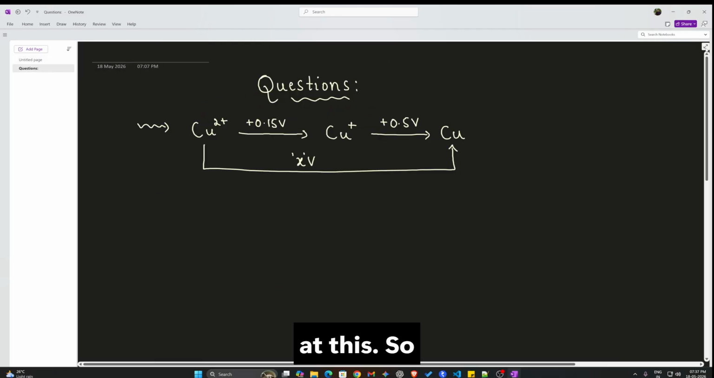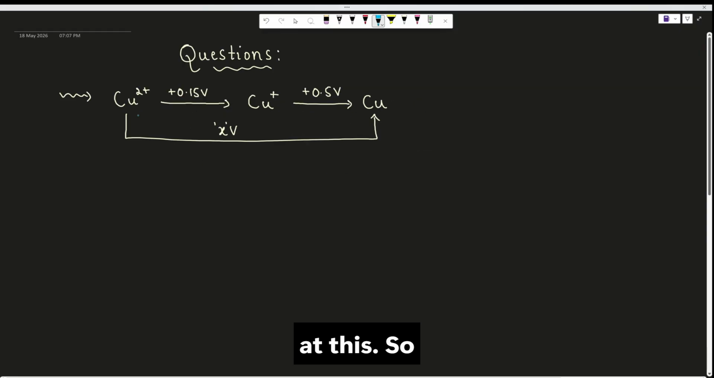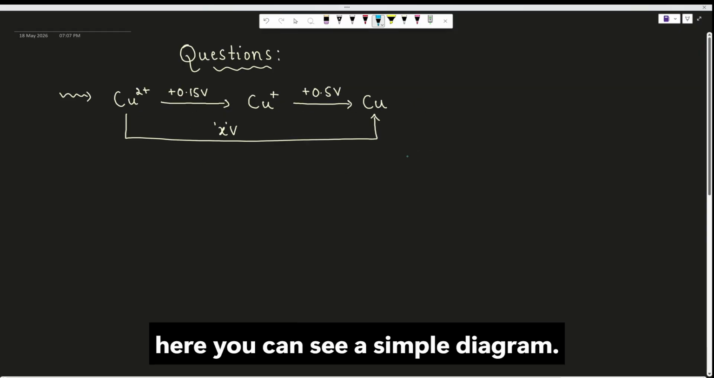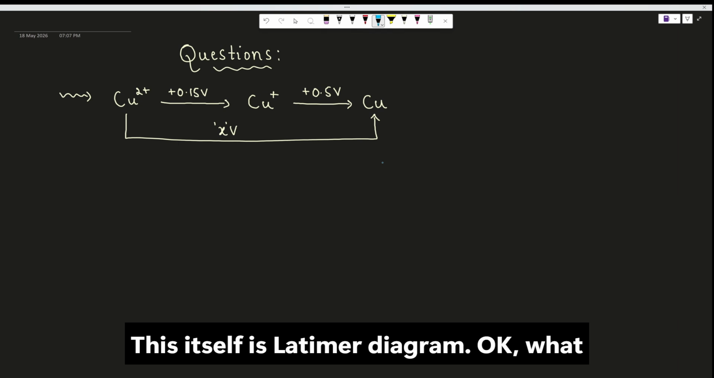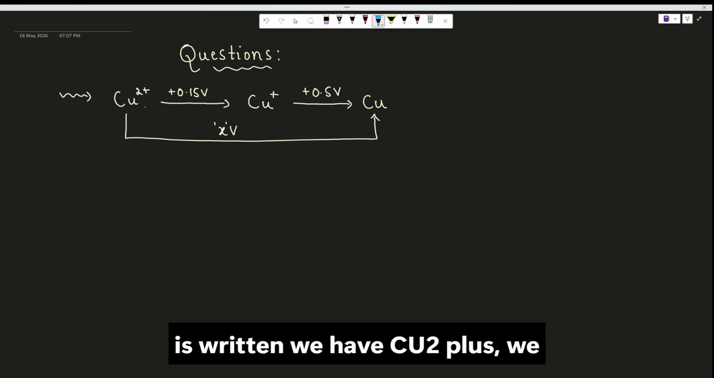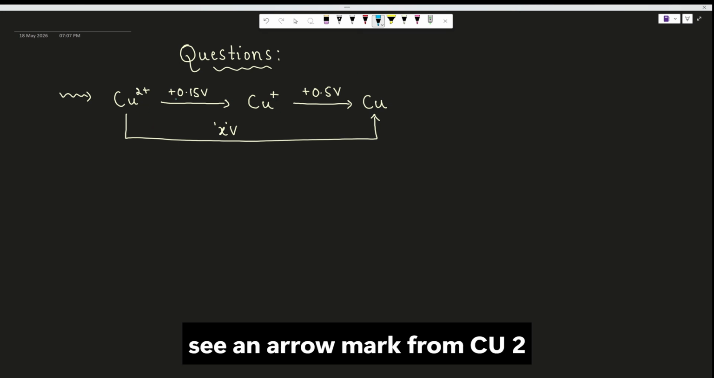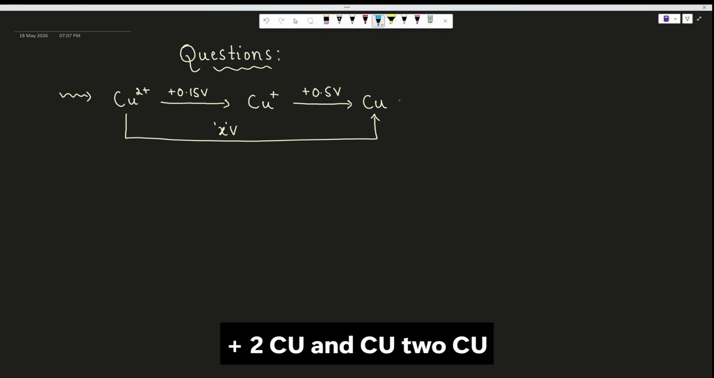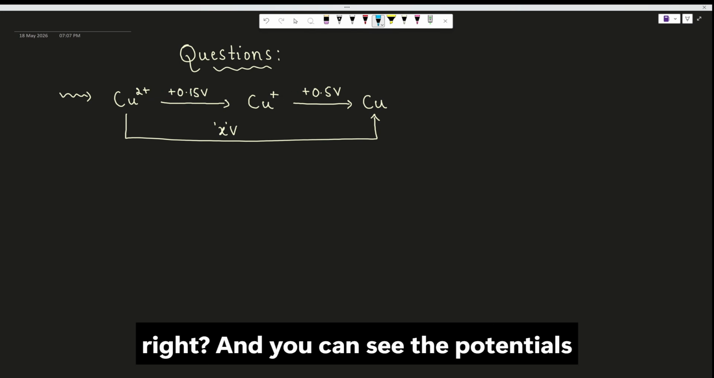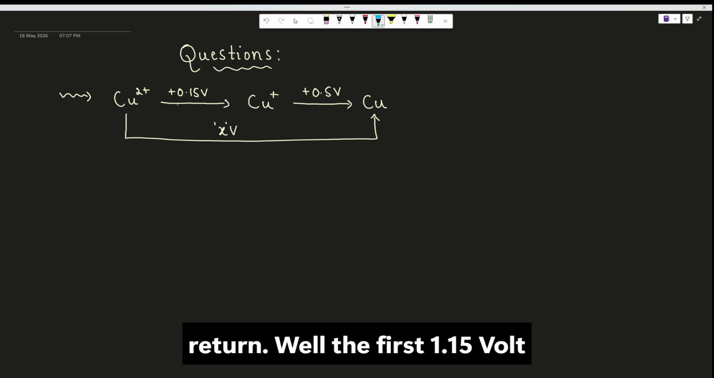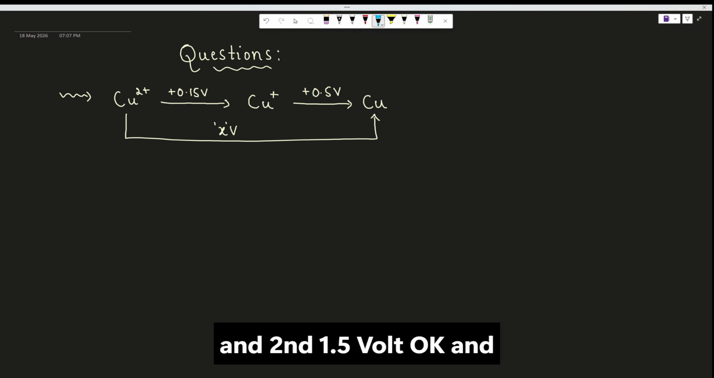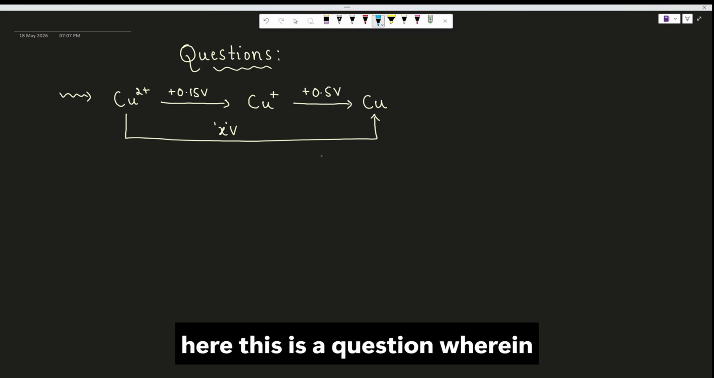Look at this. So here you can see a simple diagram. This itself is the Latimer diagram. Okay, what is written? We have Cu2+, we have Cu+ and Cu. You can see an arrow mark from Cu2+ to Cu+ and Cu+ to Cu, right? And you can see the potentials written over the arrow mark. First one 0.15 volt and second one 0.5 volt.